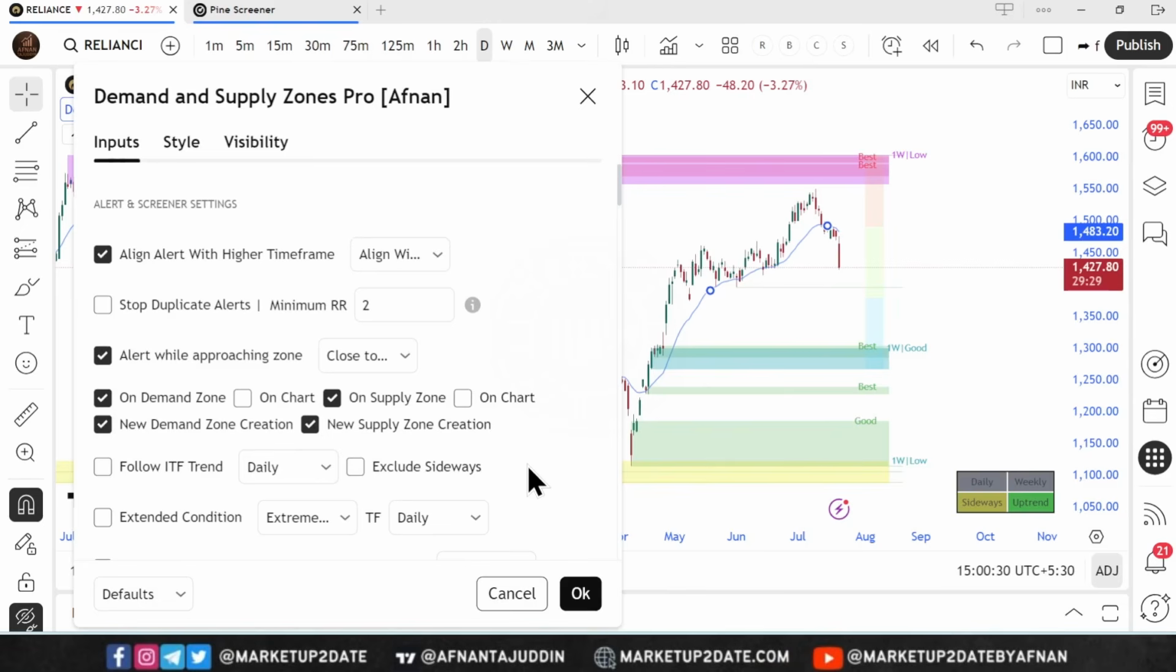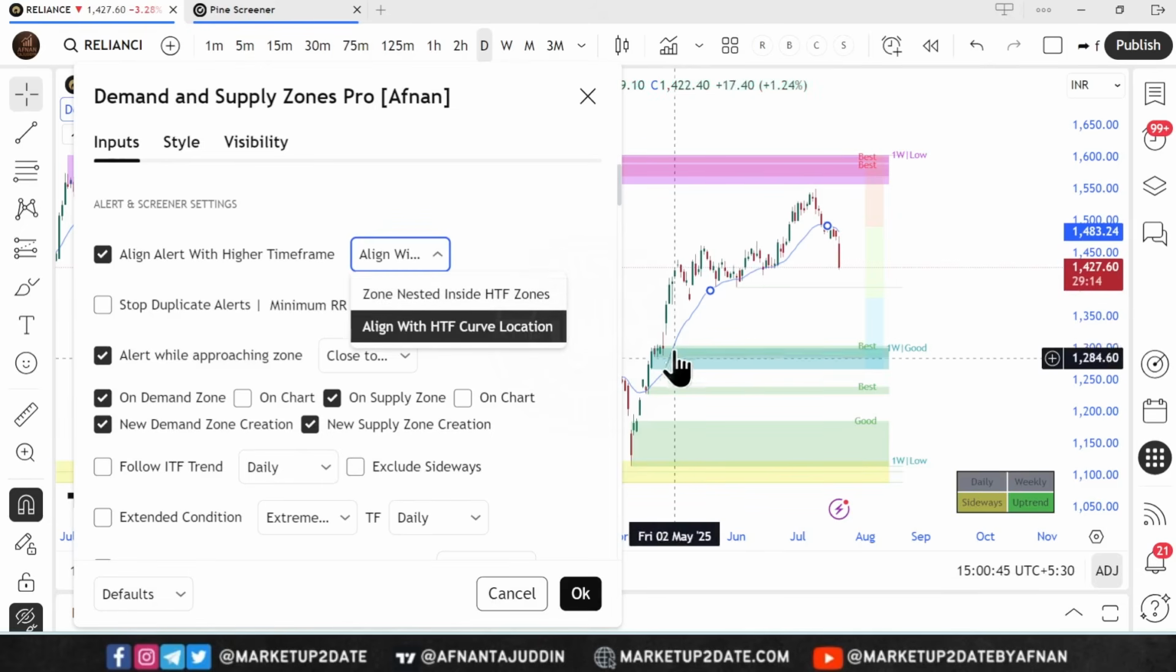Under advanced conditional filters, you can align alerts with higher time frame. When checked, you can choose between 2 powerful conditions. First, zone nested inside higher time frame zones. An alert will only fire if the current time frame zone has formed inside a higher time frame zone. This is a top-tier confirmation filter.